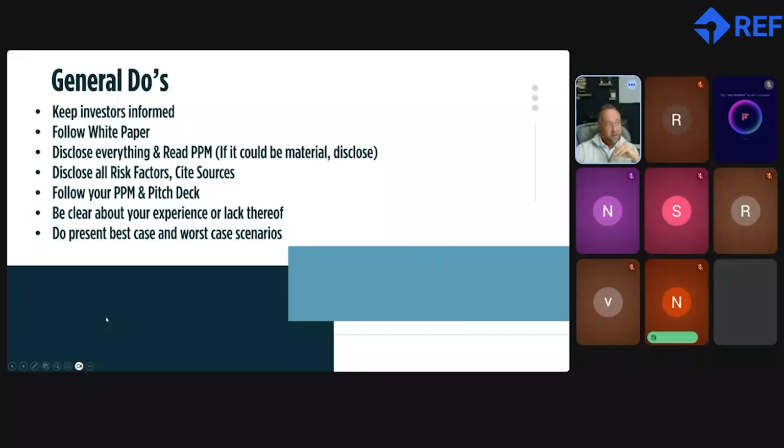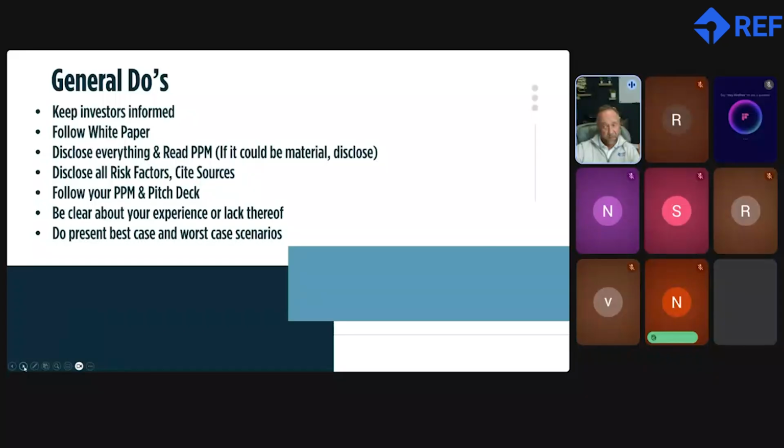Be clear about your experience or lack thereof. That can be generally an issue because people try to hype up in their biography that they have a lot of experience or a huge track record. That might not be the case. A plaintiff's lawyer is going to look at that and say, oh yeah, they lied to you. They didn't really have that experience. And now that's a basis to sue you.